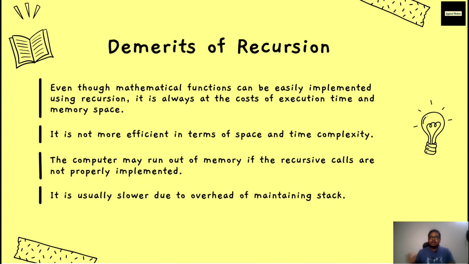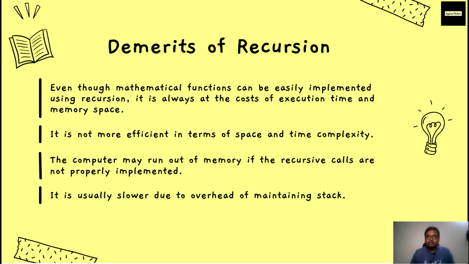The last point also says the same story: it is basically slower because it has to maintain a stack. Like I told you earlier, recursion uses the stack mechanism, so maintaining that stack also requires some space and some time to process all those things. So these are basically the four disadvantages of recursion.